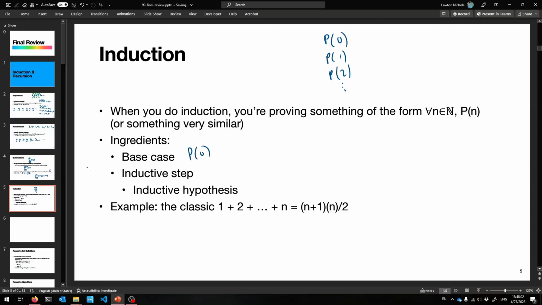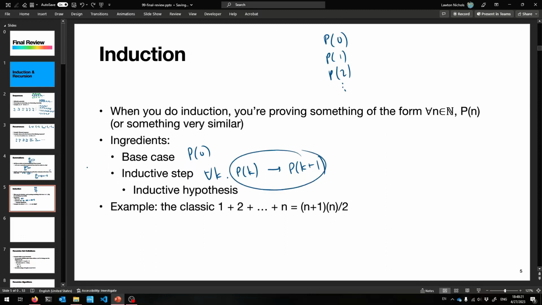And the inductive step was saying, all right, for every k, if you give me a proof of P(k), I can modify that. I can transform it and give you back a proof of P(k+1). So that's pretty nice. Those are the two pieces together, and taken together, they let you prove everything.